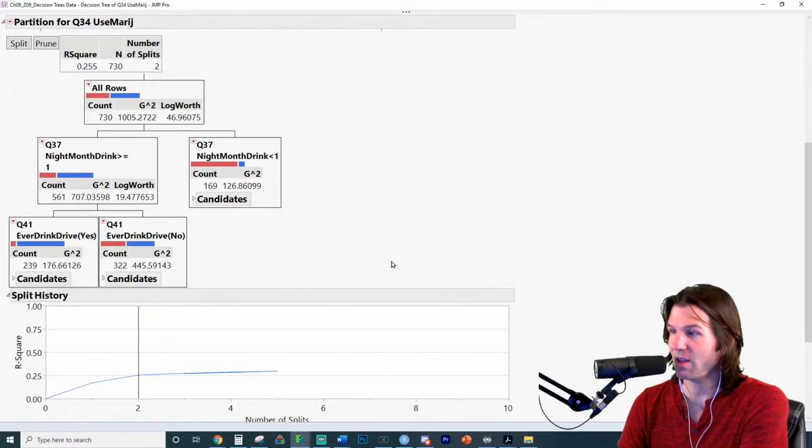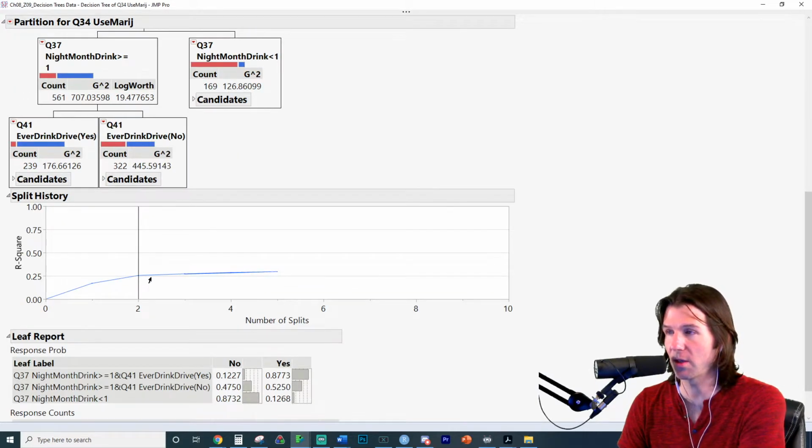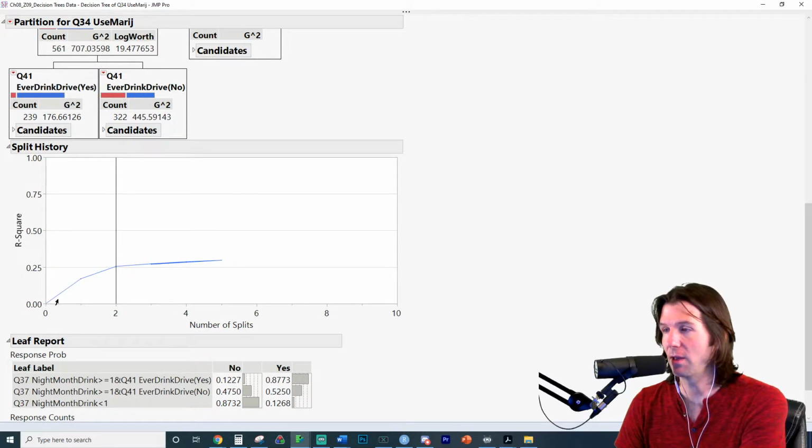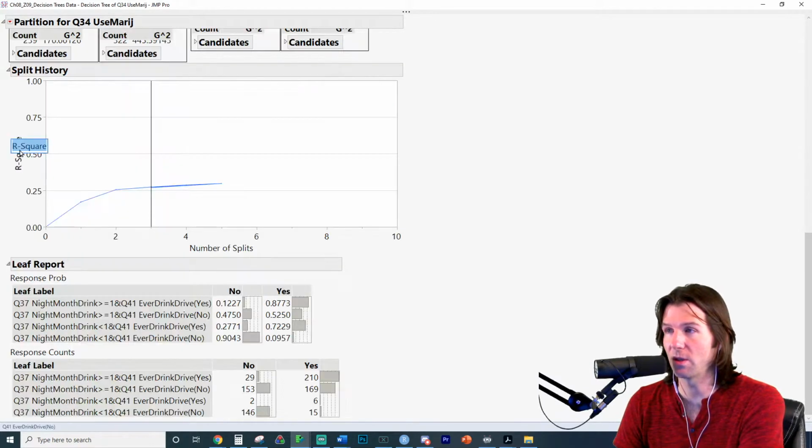Here's the R squared as it goes up. So the split history shows the increase in R squared after each split. R squared is the percent of variation in Y explained by the variation in X. So you can see as we make more splits, we explain more variation. And as it starts to level off, we stop splitting, because if we split, we'll always increase the R squared.